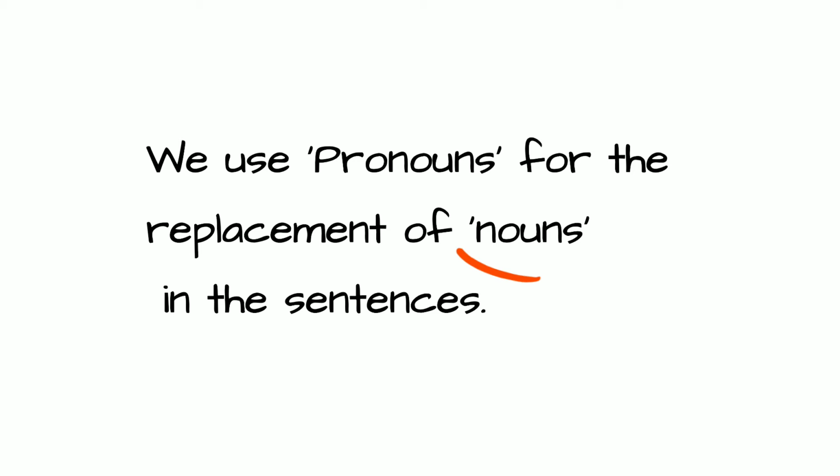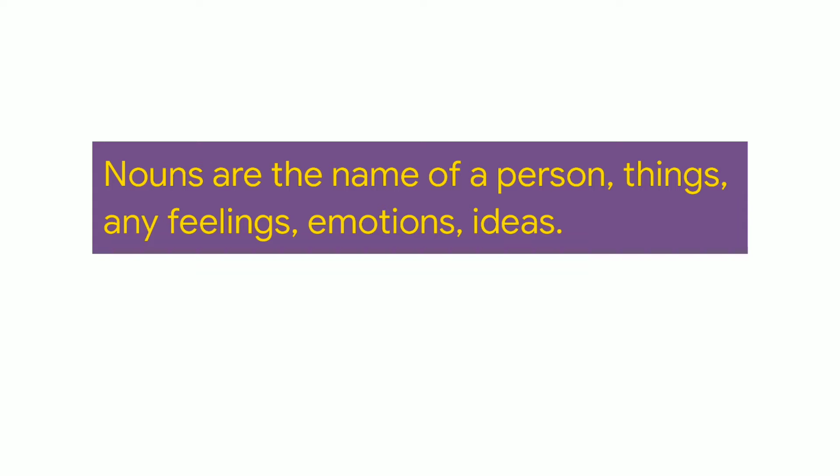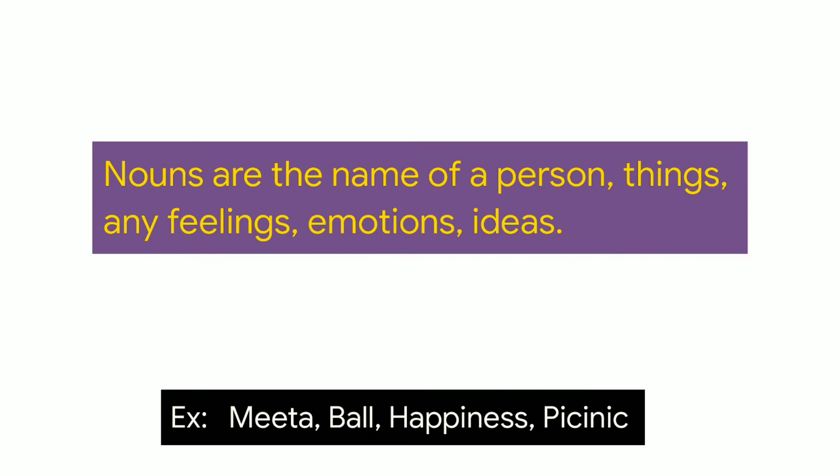If you don't know about nouns, I'll tell you about that. Nouns are the name of a person or a thing. Any ideas, emotions, or feelings are nouns. For example, if I have to tell you more about happiness in a sentence, like happiness is good for health, happiness brings you joy in life, happiness is good for mental health, in these sentences I use happiness again and again.